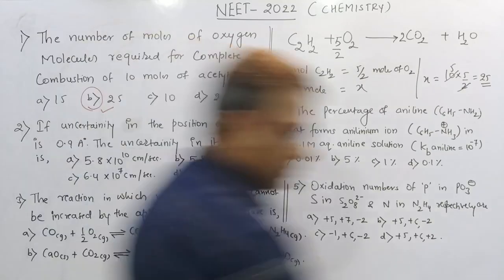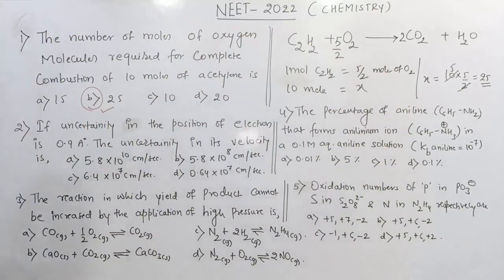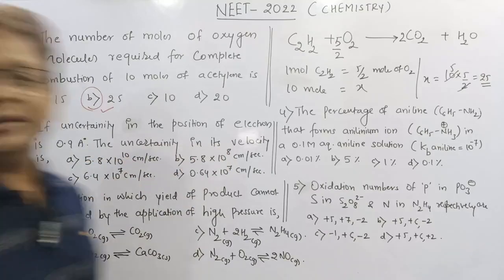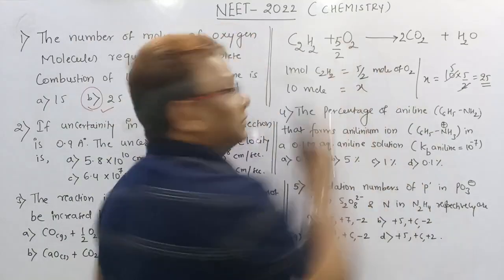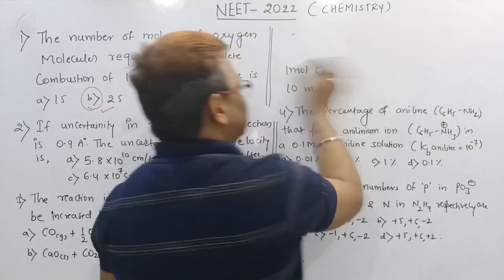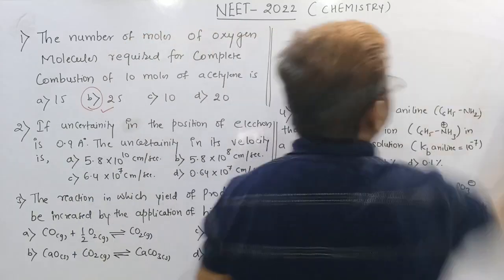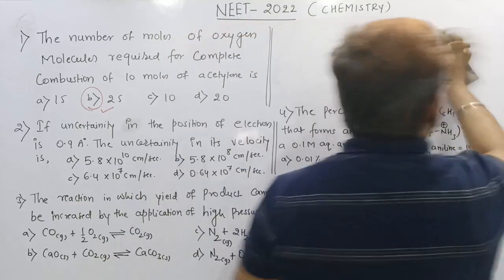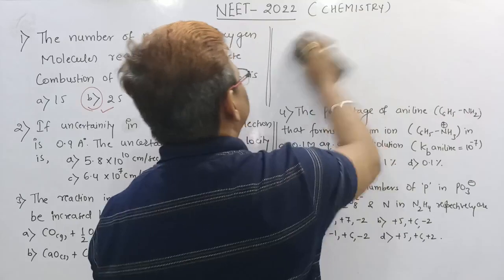Come to the second question now. If the uncertainty in the position of an electron is 0.9 angstrom, what is the uncertainty in the velocity? Do you know this question is coming from the chapter atomic structure. In atomic structure, do you remember the Heisenberg uncertainty principle? It's a very important concept. Even in previous exams they asked this type of question.